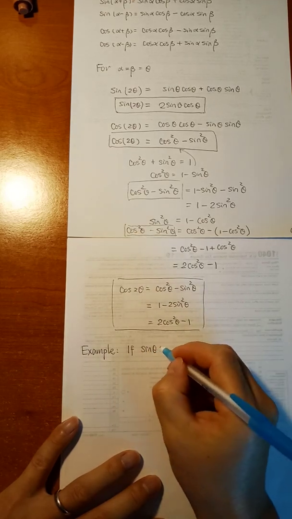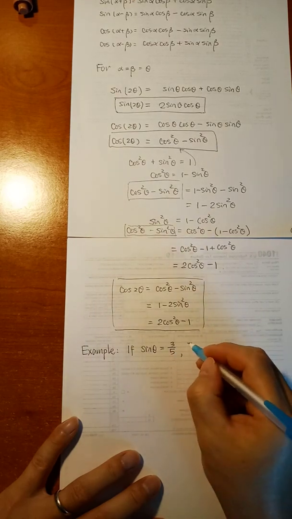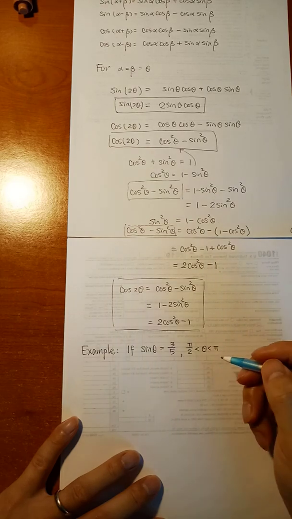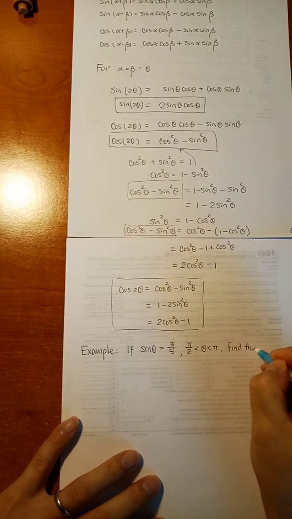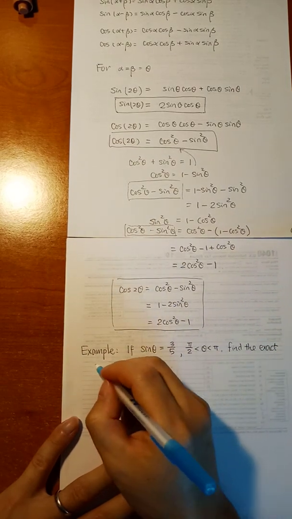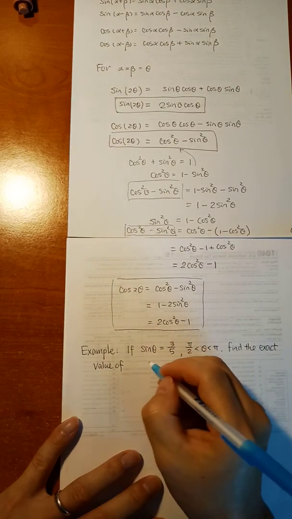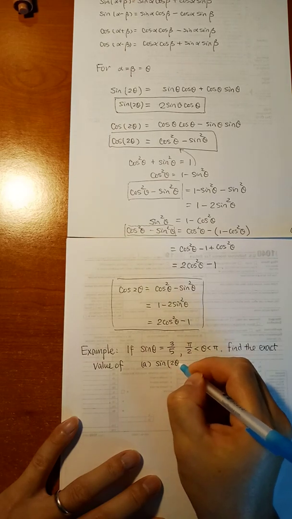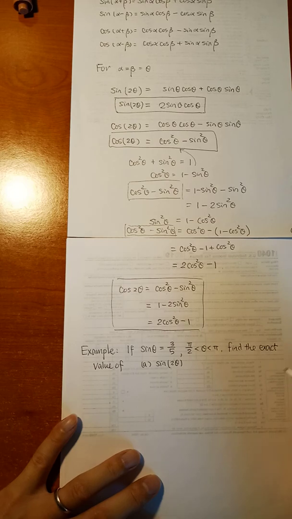If sine theta is 3/5, and theta is between pi over 2 and pi, find the exact value of A, sine 2 theta. Okay, so we're looking for sine 2 theta.